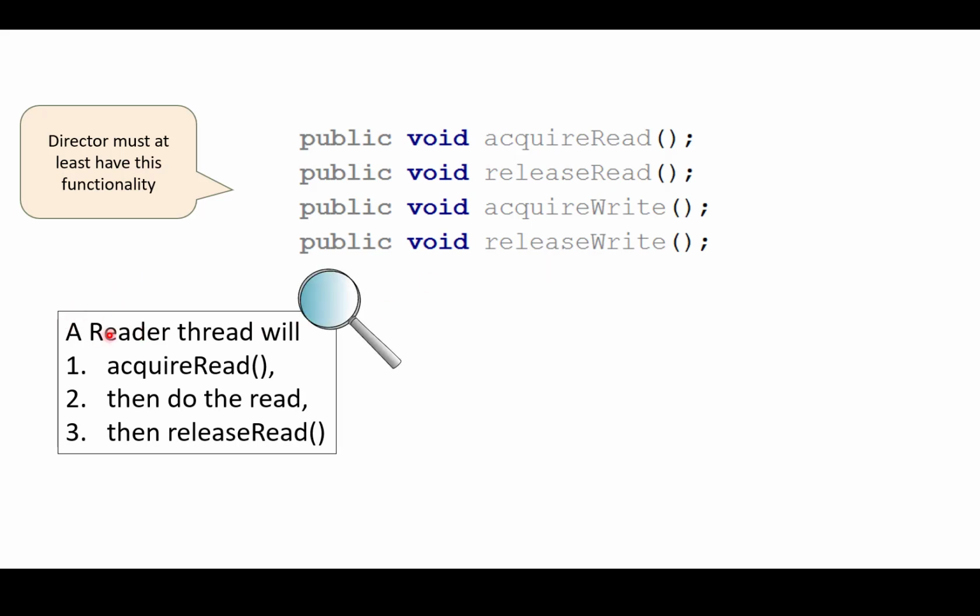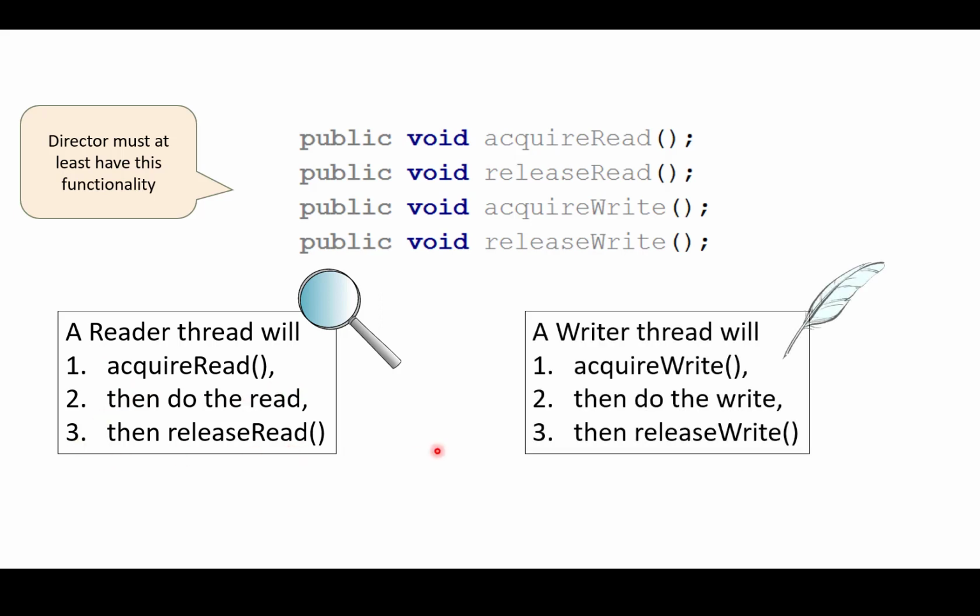So obviously for a reader, the steps will be acquire read, do the actual read, release the read. For the writer, it will be acquire write access, do the actual write, and then release the write.